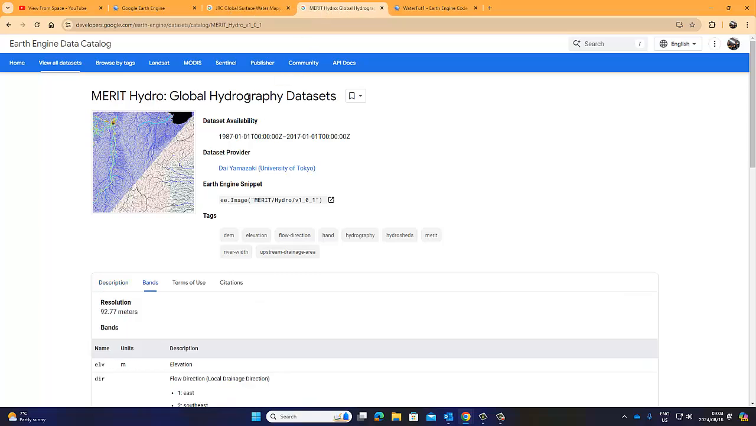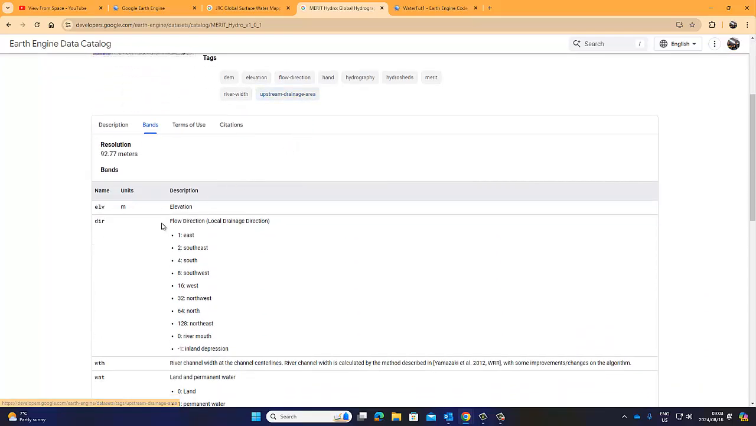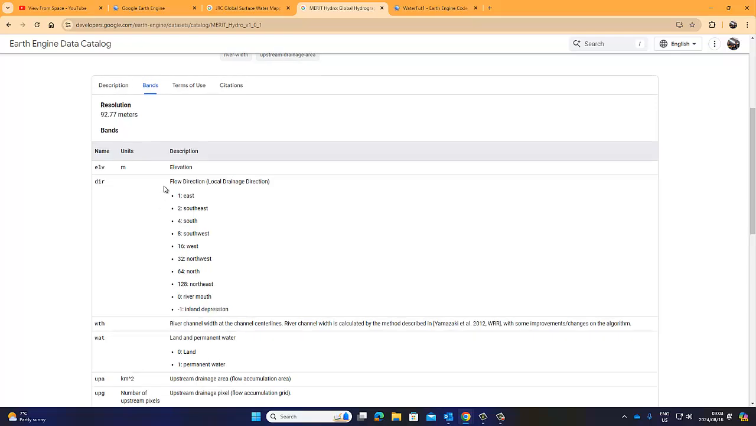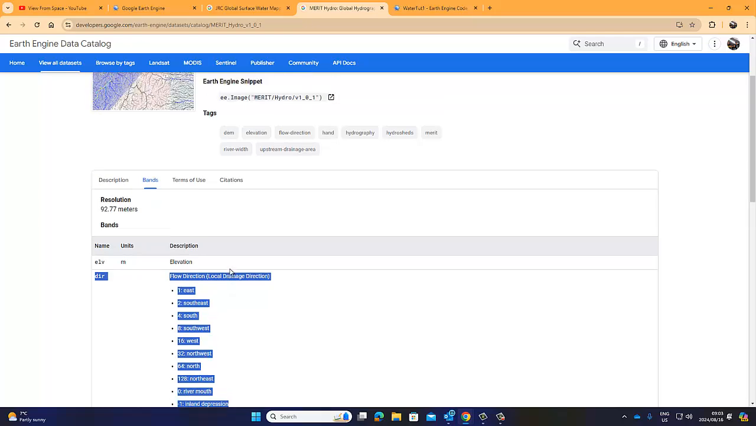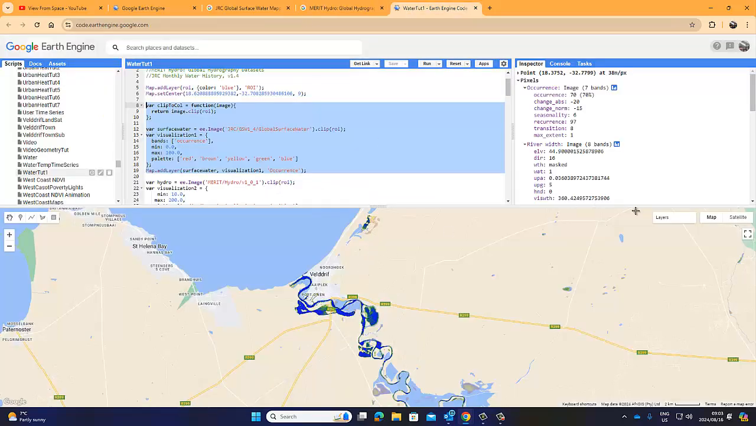So this is the hydrography data set, 1987 to 2017. This also gives you some information, with not too bad spatial resolution. It gives you the elevation. It gives you the flow direction, the local drainage direction of these water bodies, east, southeast, which I think is interesting. The channel width, etc., etc. So this basically gives you further information. So let's have a look.